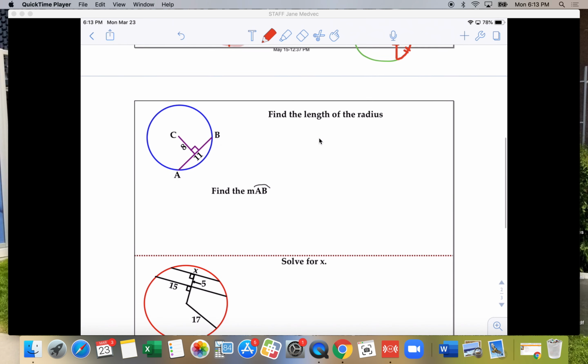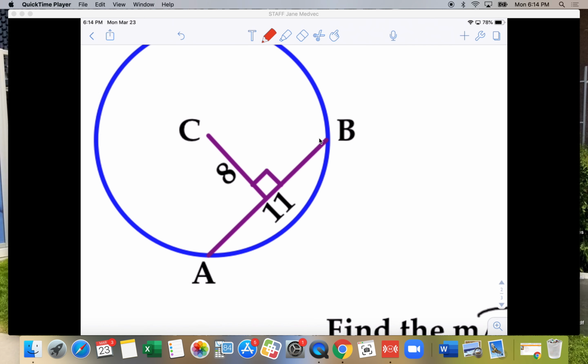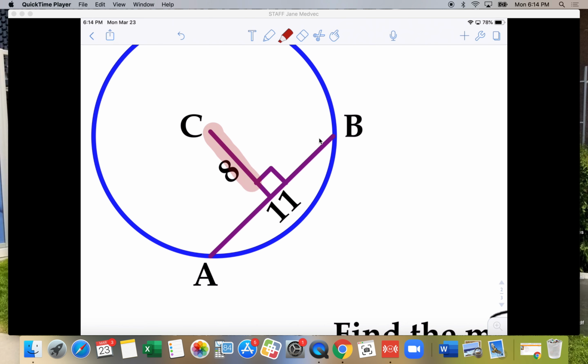All right, so let's take a look at a couple of our problems. The first one is: find the length of the radius. Now you'll notice that this 8 right here is not quite the radius, because I've got a little missing part down here. So that is not a radius. A radius, remember, goes from the center of the circle to the outside of the circle. That is the radius. What's really neat about this is that it created a right triangle. Here's one side of the triangle, here's the other side, and here's the hypotenuse.